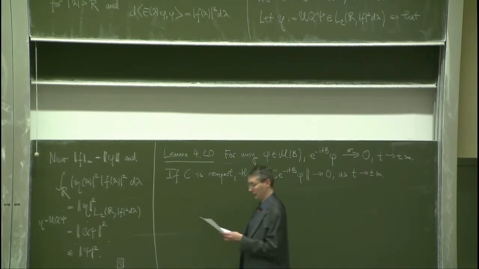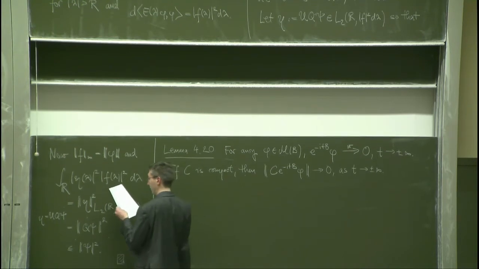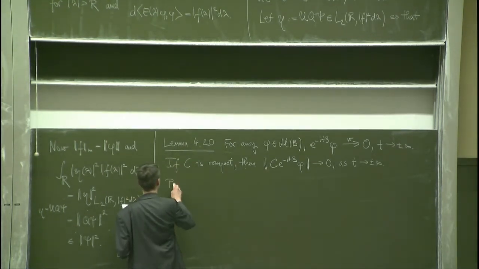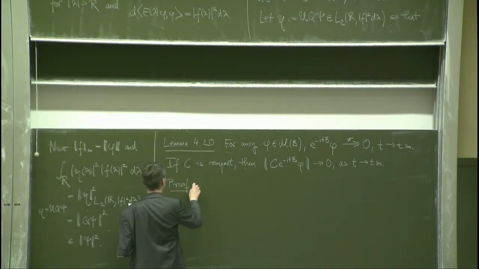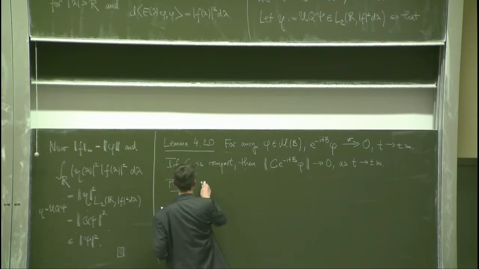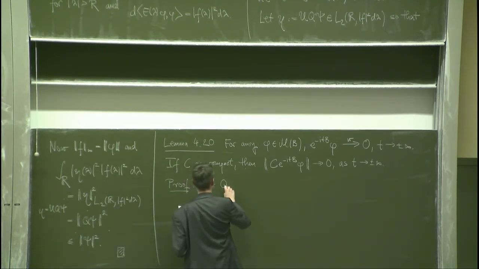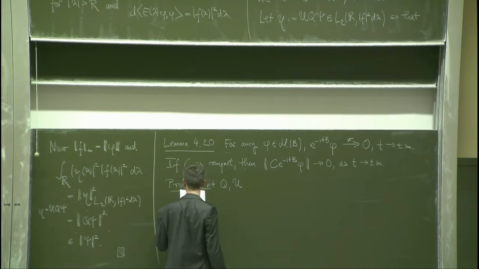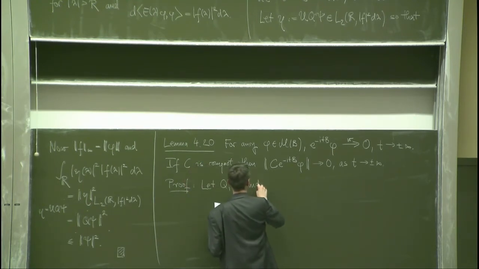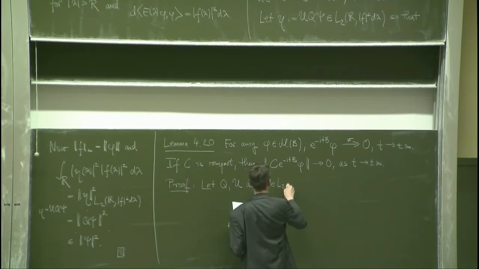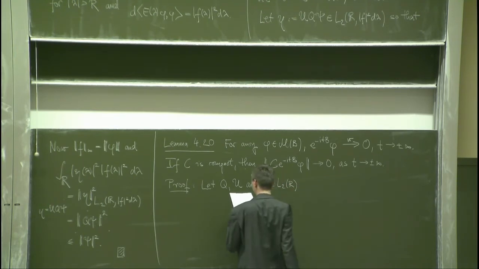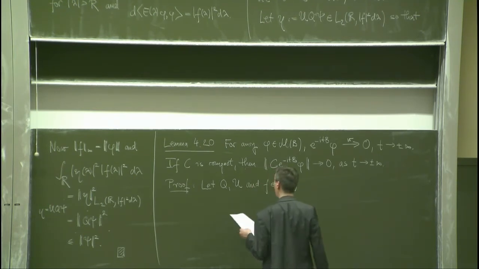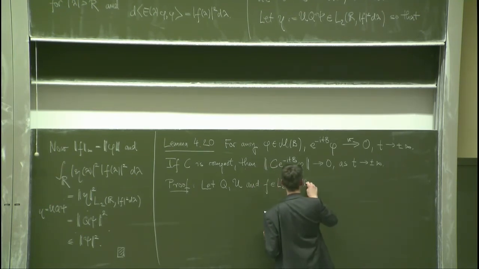Okay, let's look at the proof. So let the projection Q, the unitary map U, and this L2 function F be as in the proof of lemma 4.19.